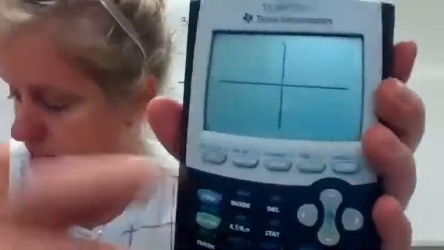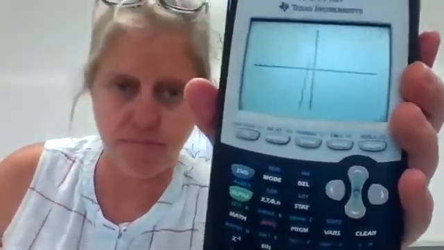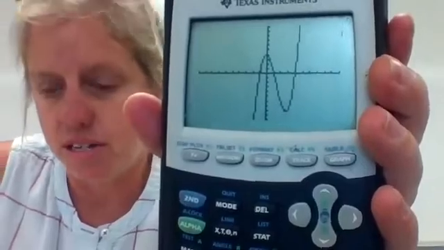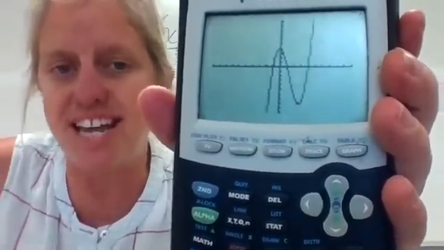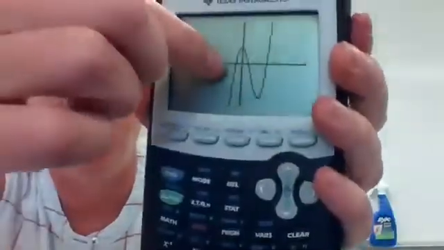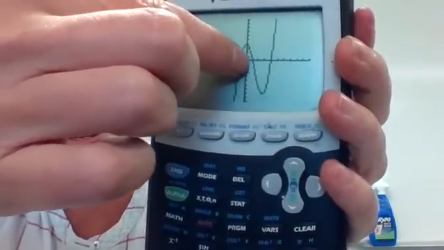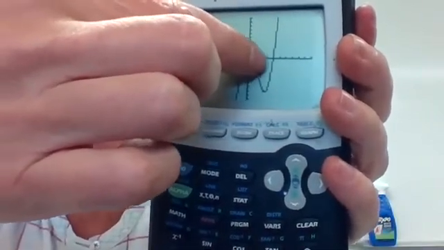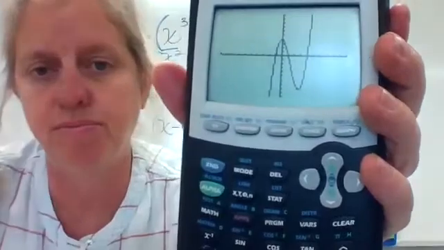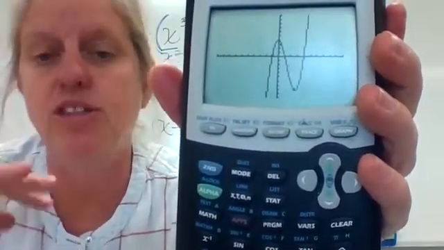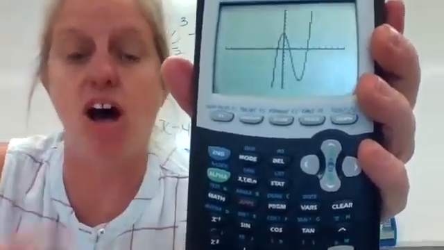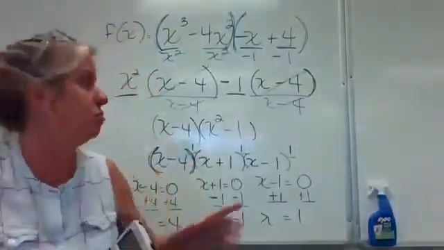And then graph it. And let's see what happens. So where should it have crossed the x-axis? Negative 1, positive 1, and positive 4. So that's what you just found. You found that. Also, you knew what the end behavior would have been, right?